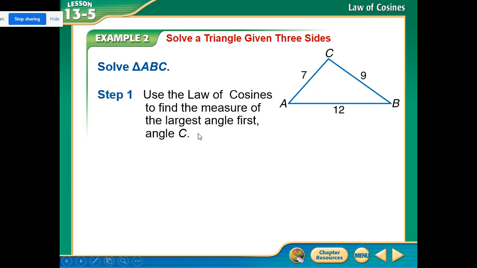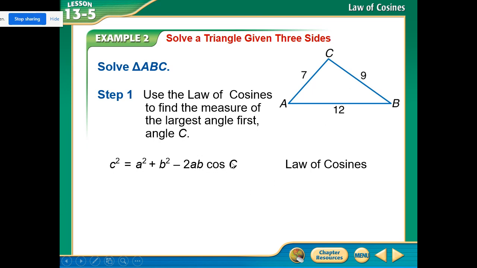So we're going to have to do law of cosines, and it says to use the largest angle first. So we're going to use the 12 here, so the C. When you're doing cosines, you can do the largest one. When you're doing sines, you want to use the smaller one. Just kind of how it goes.